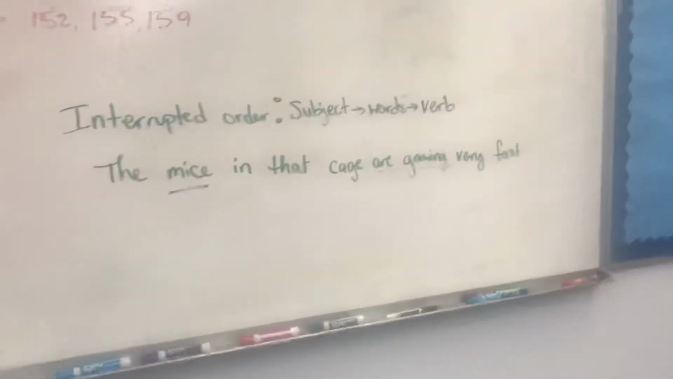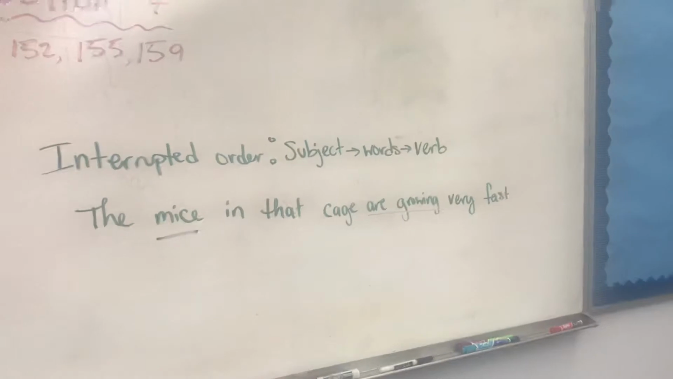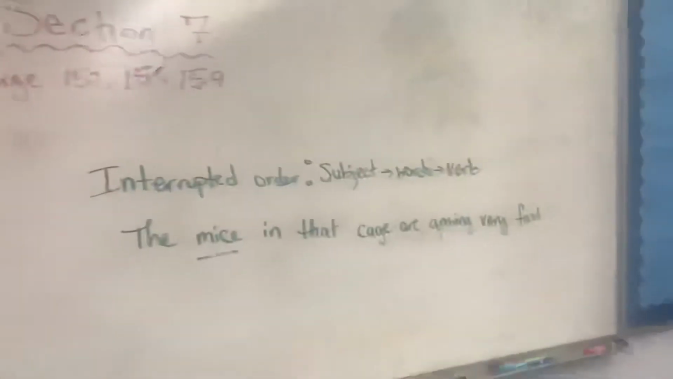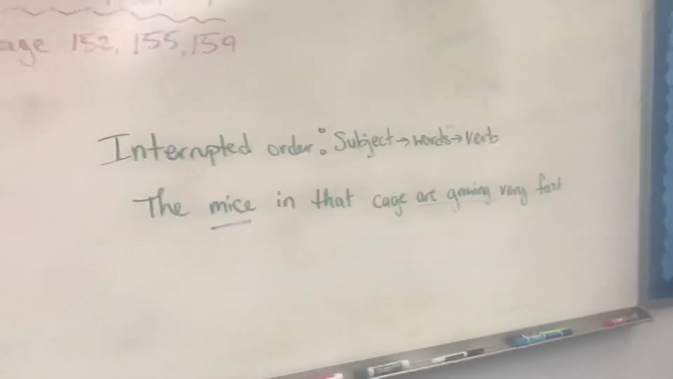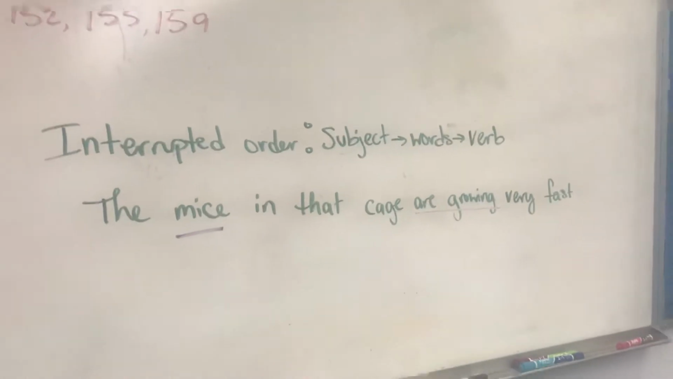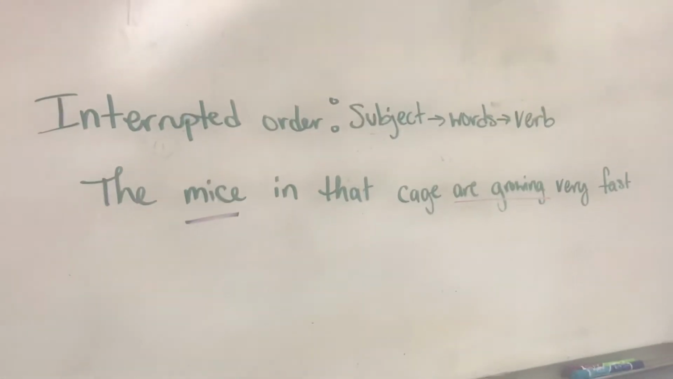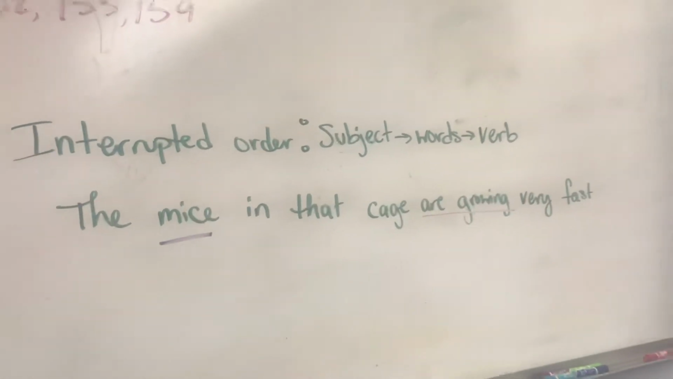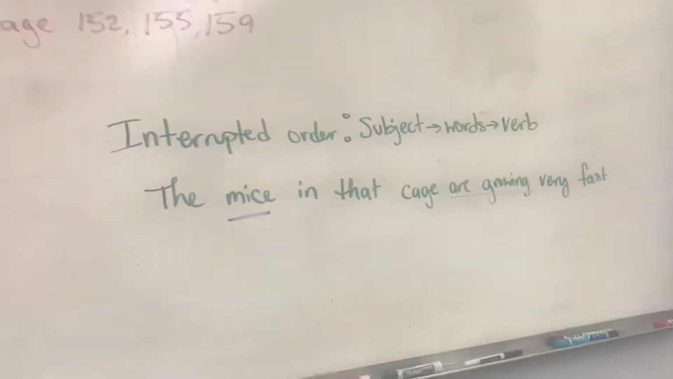And then we have interrupted order, where we have the subject. And so it's just like natural order, except there's words in between the subject and the verb. So the mice in that cage are growing very fast. I'm not sure if that pink is showing up there, but you do see the purple.